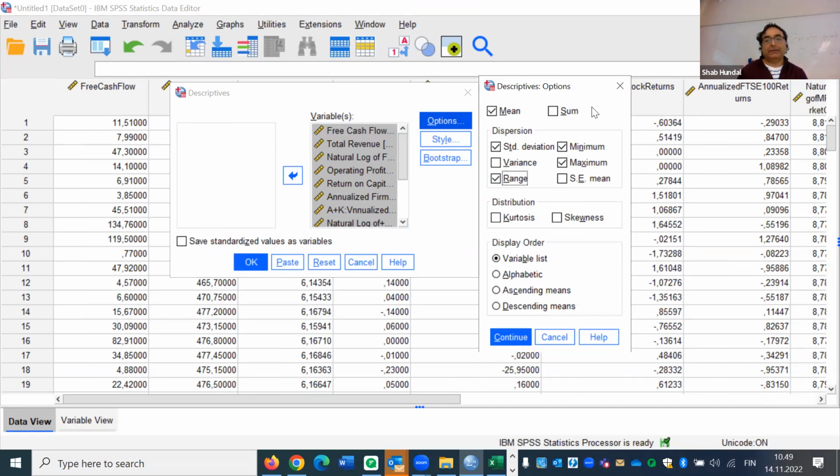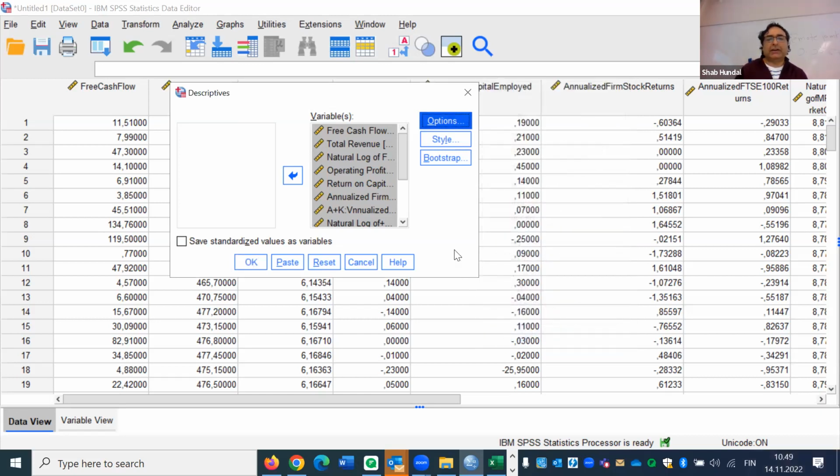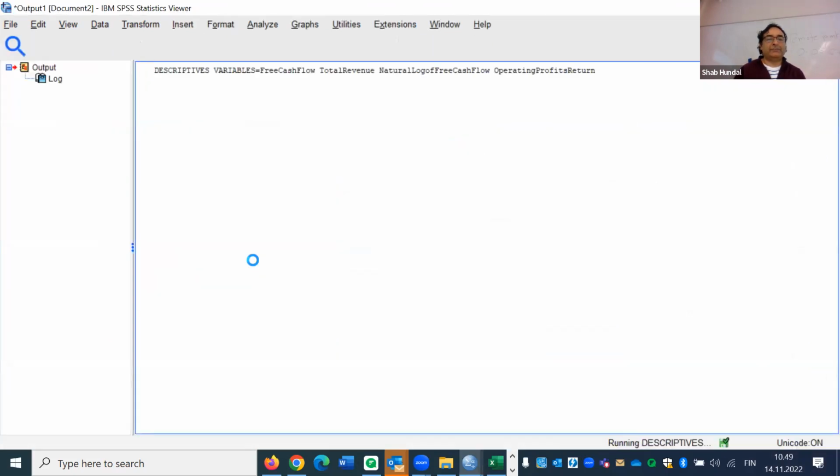So we have the mean. Some things are there by default, but the others you can pick and choose. Standard deviation. These are very normal: mean, standard deviation, maximum, minimum, and the range basically. So continue. I will not click anything else, and then I would click OK. Here we go.